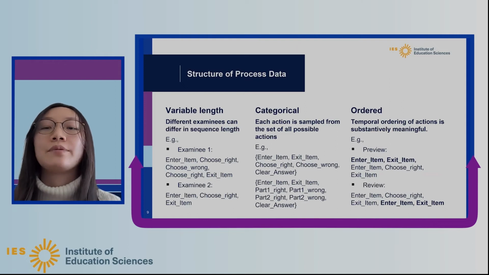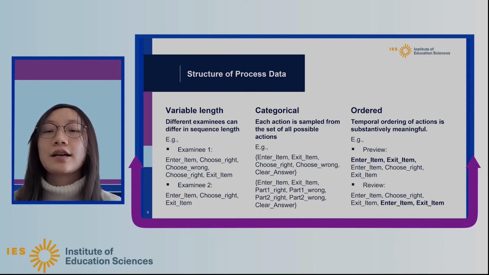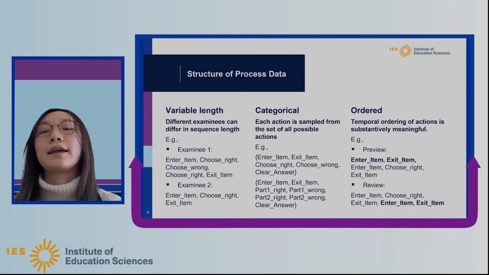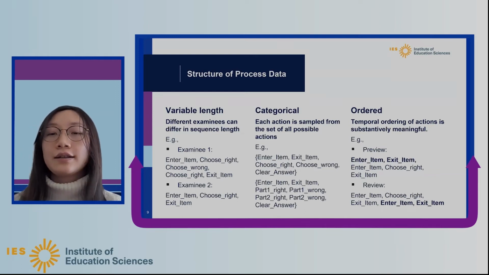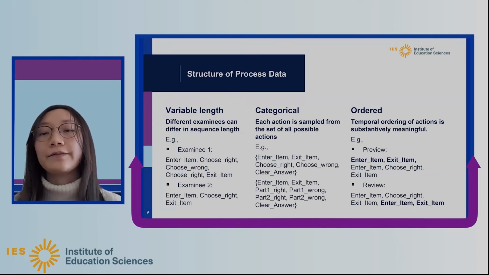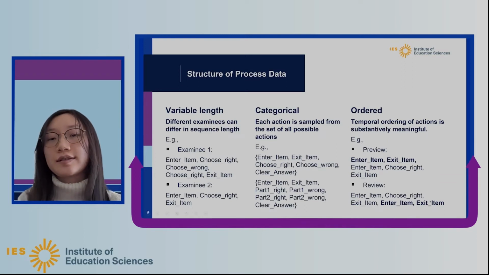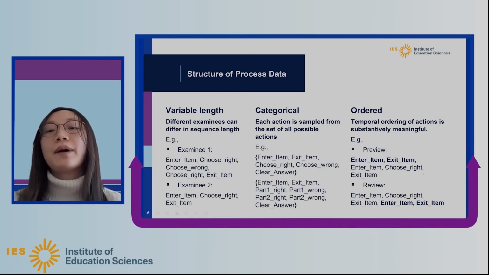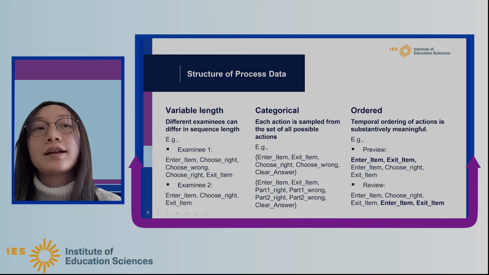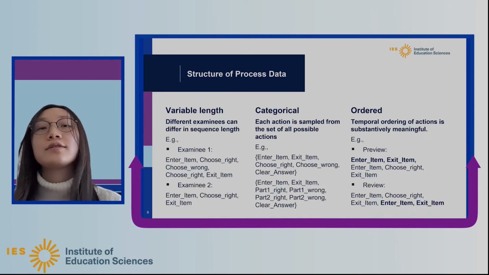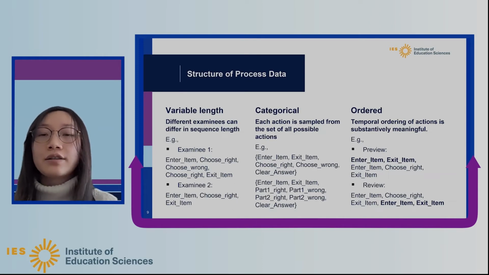To give a toy example, let's consider the consecutive enter item followed by exit item. If this enter followed by exit is at the very beginning of a person's action sequence, as over here, it might indicate preview behavior. This is the case where the student is just taking an initial look at the question without submitting the answer. Later on, they return to the question to give a response.